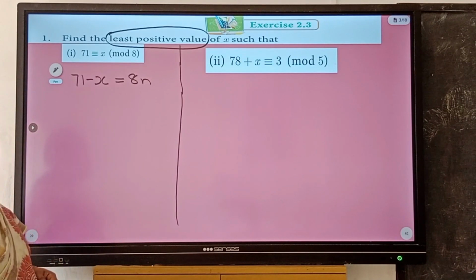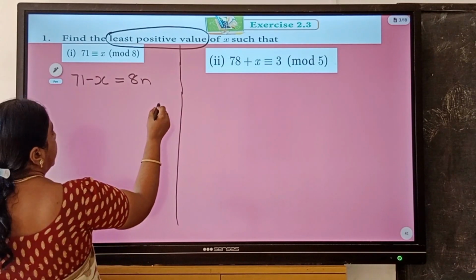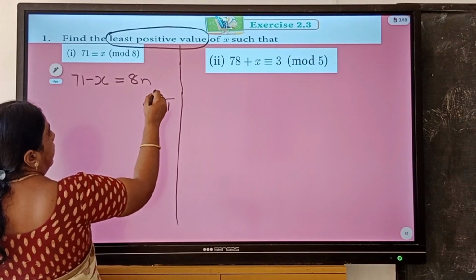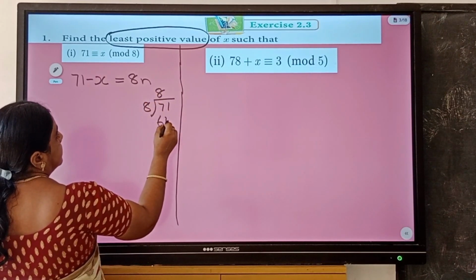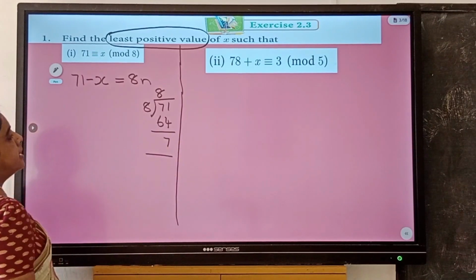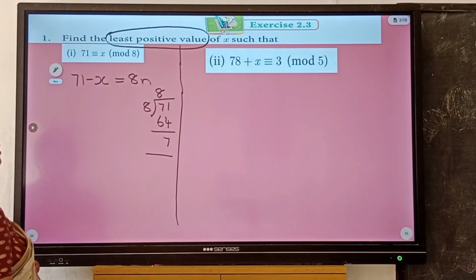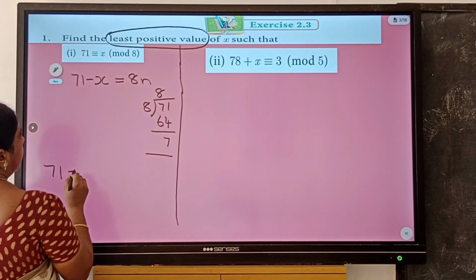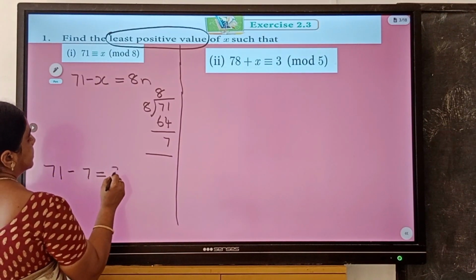So how do I find it? We can divide 71 by 8. 8 eights are 64. The remainder is 7. So 71 minus 7 is some multiple of 8.